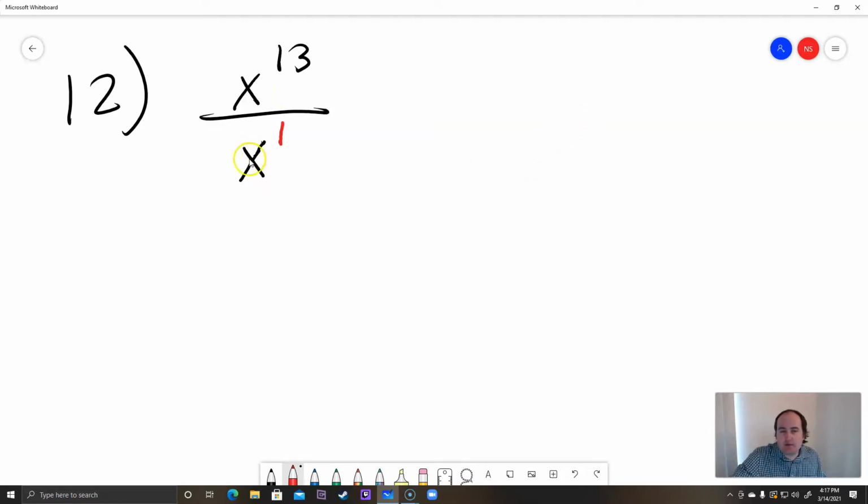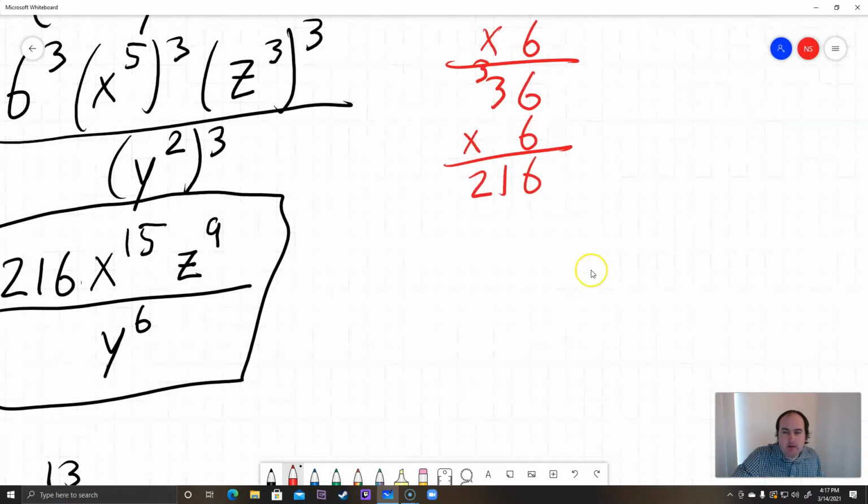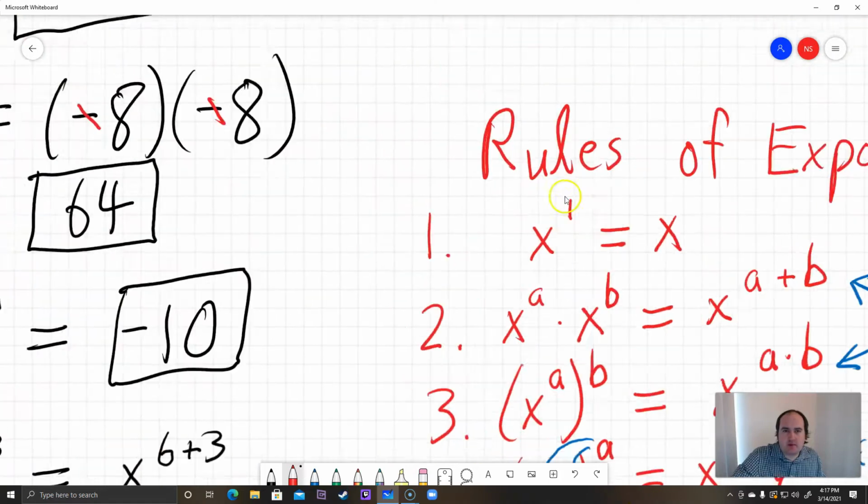Well, like I said, we need a new rule. And it turns out that the new rule is, if you're dividing exponentials that have the same base, you subtract. And the order does matter. It's top to bottom, left to right. Okay, so let's go back up to our rules of exponents.